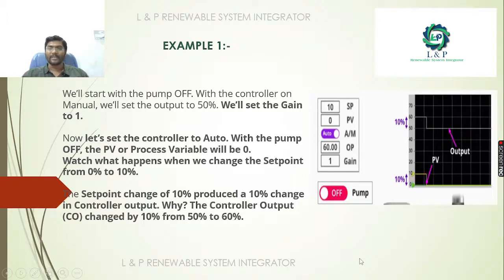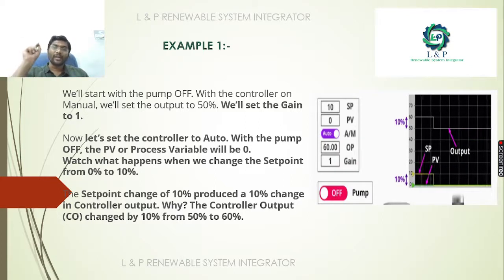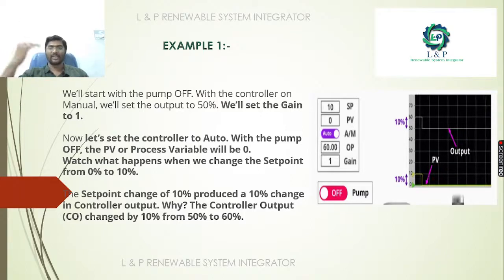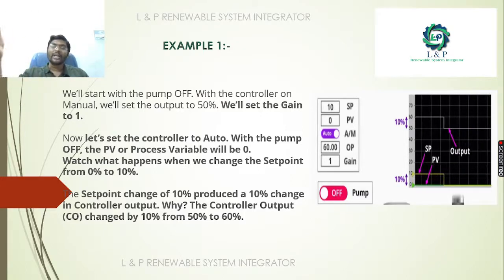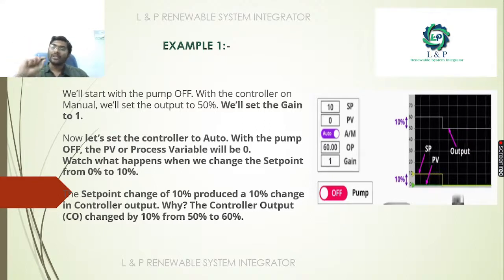What is happening? See here, what is the output it's trying to produce? It will try to produce its output at 50%. So you can see here what is happening. The output was at 50%, so the controller is making it 60% because we assigned our set point to 10%. So we are going to make a 10% increase in the output. This is how, basically, when there is no present value and you're assigning only the set point and the gain, the output will work. This is a simple example.